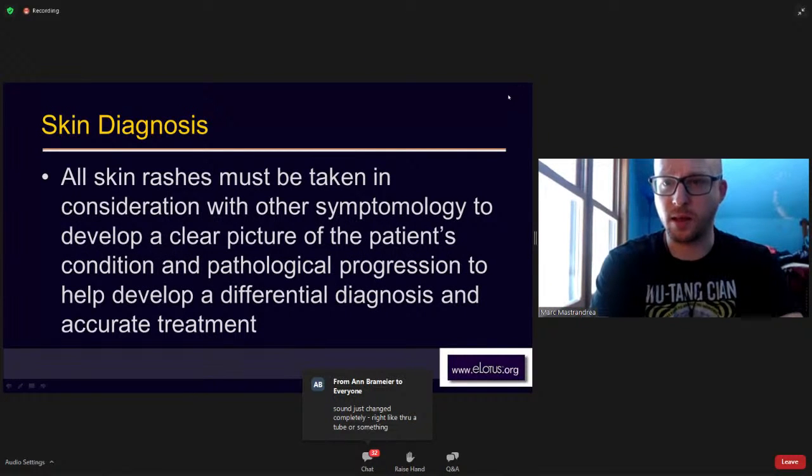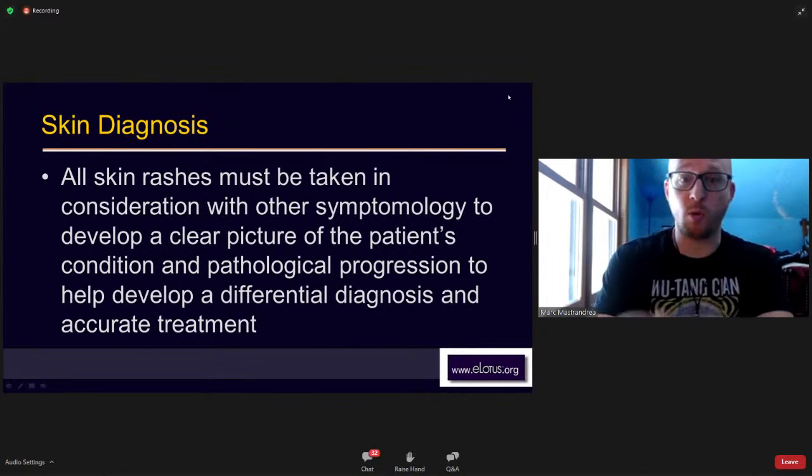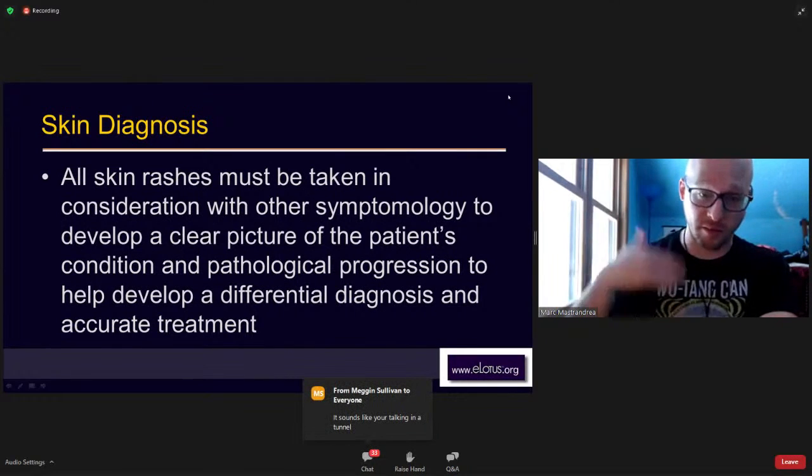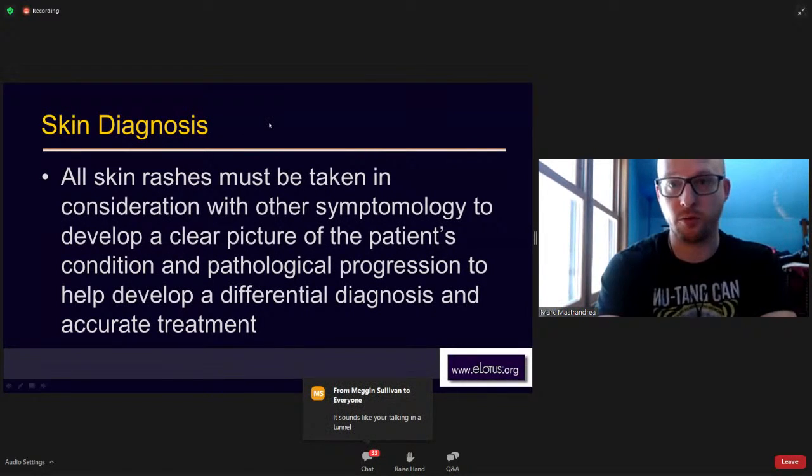Nothing is blocking my mic. So these skin rashes must be taken into consideration, right? This is how we watch the person's pathological process, the development of things, to see if they're getting better or getting worse. We need to develop an accurate treatment, right?